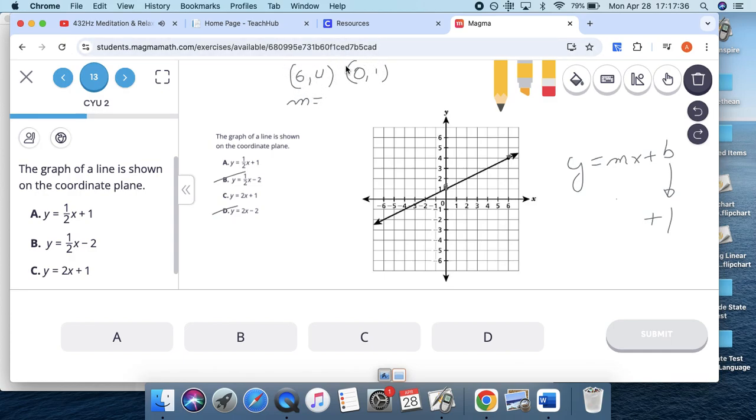Y2 minus y1, x2 minus x1. So if you find the difference in y values, it's going to be 3, and the difference in x values is going to be 6. And 3 over 6 is the same thing as a half. So that's our slope, 1/2.